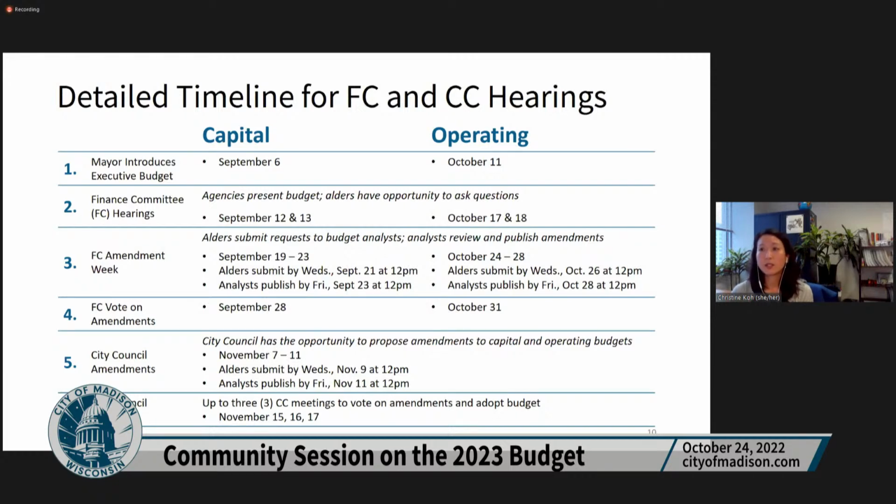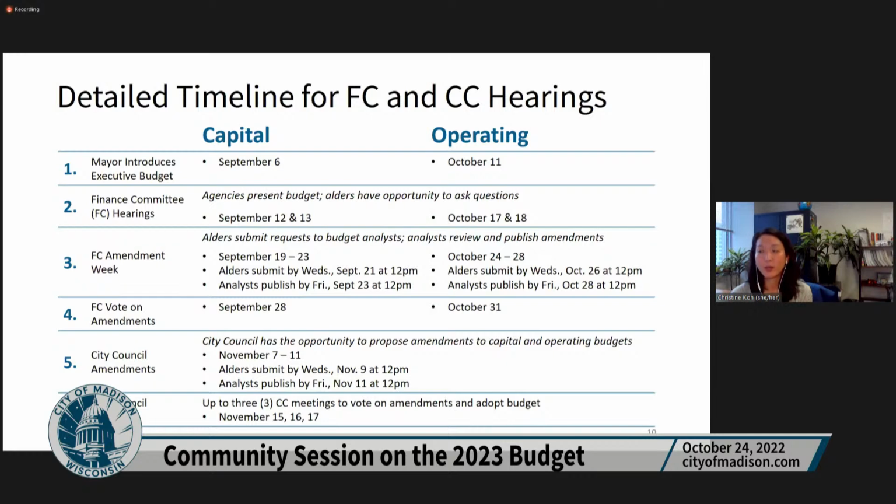And then there are a series of Finance Committee hearings where the agency presents their budget to the Finance Committee, and the alders have the opportunity to engage in Q&A. In operating, that occurred last week on Monday and Tuesday, the 17th and 18th. After the Common Council does their presentation, then we have a week of amendments where alders can present requests to their budget analysts.